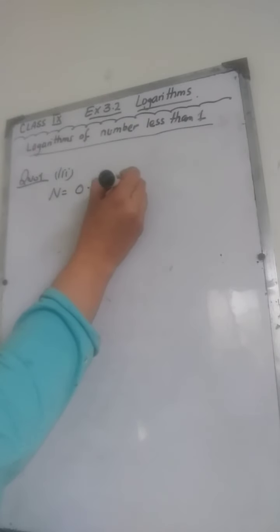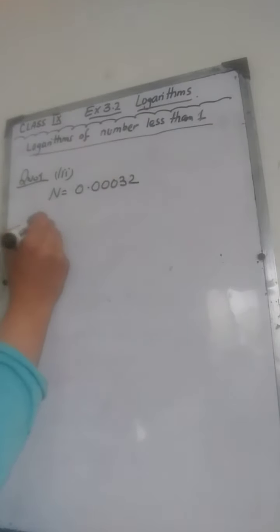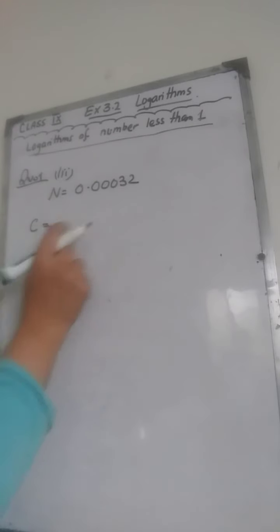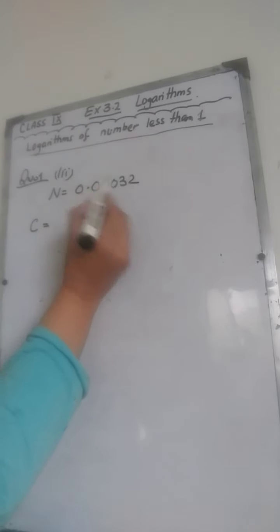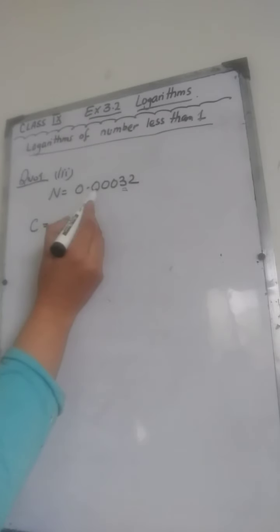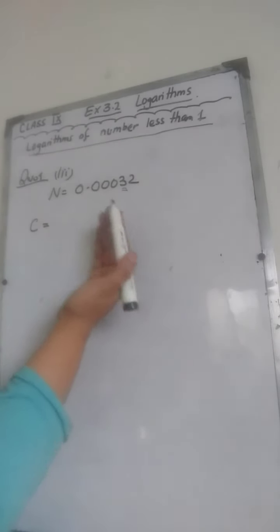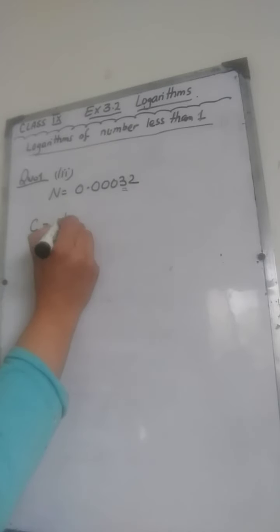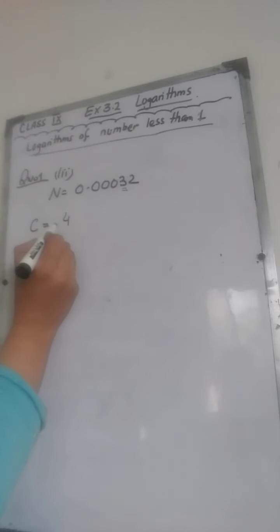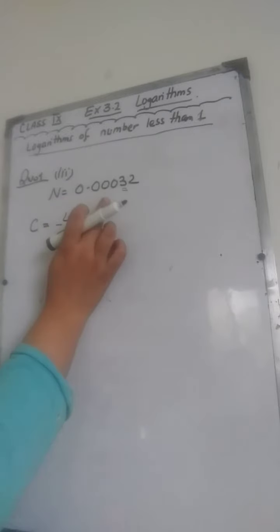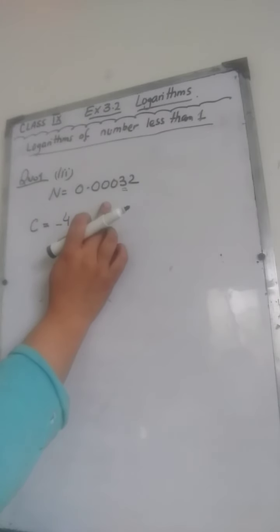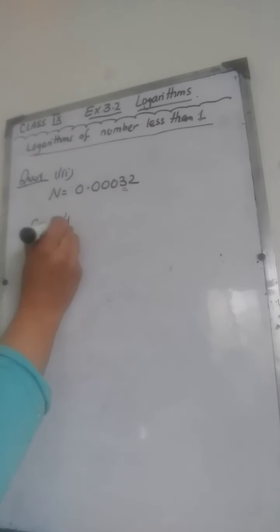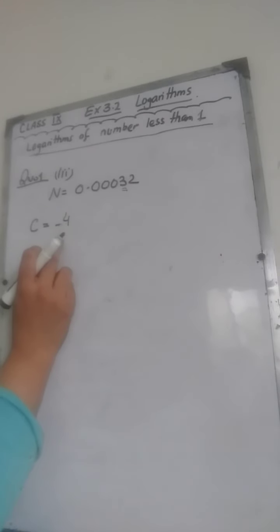The number they have given us is 0.00032. First of all, you will find the characteristic of this number. The decimal point is here and the first non-zero digit is here, so the number of zeros is 3: 1, 2, 3. The characteristic will be 3 plus 1, which is 4, and we are going to put a negative sign because the number is less than 1. Whenever the number is less than 1, the characteristic is always a negative number. Do remember that.